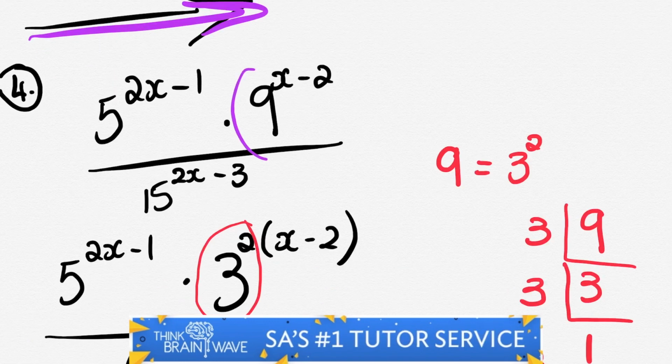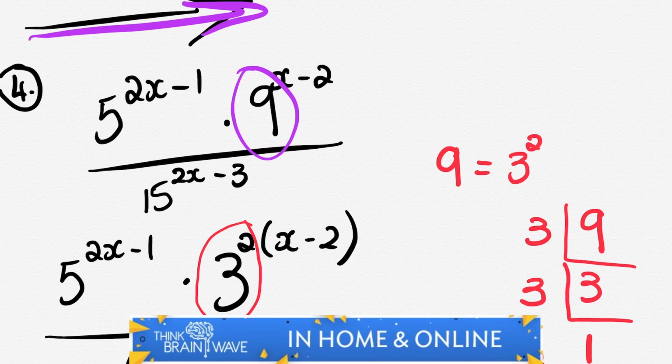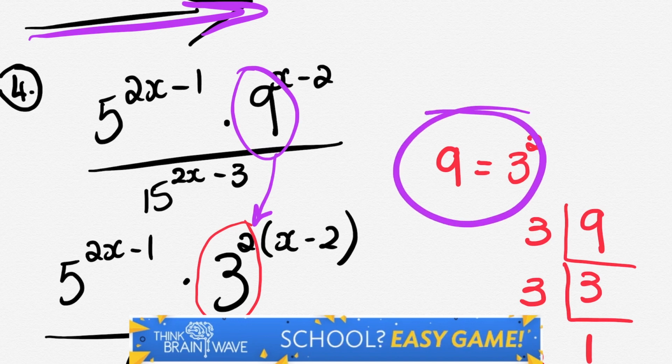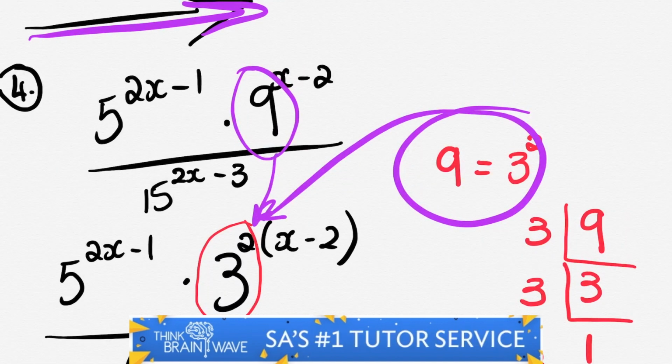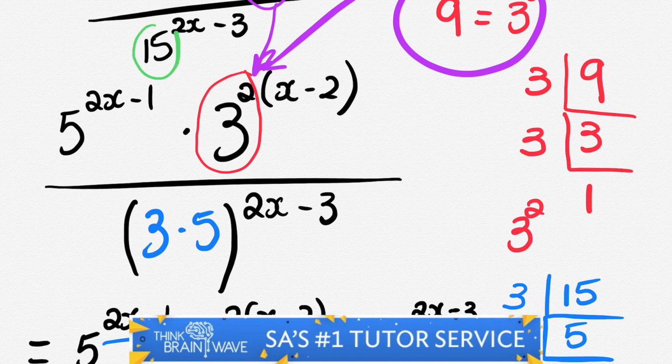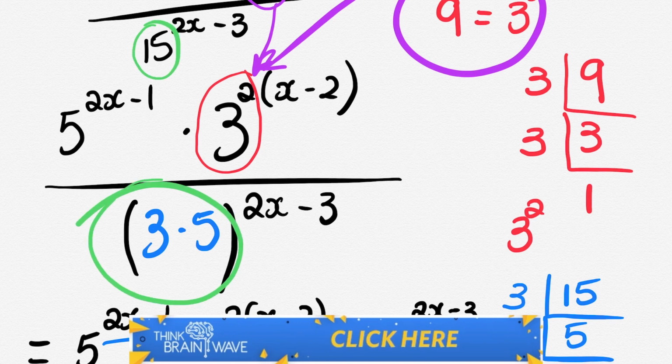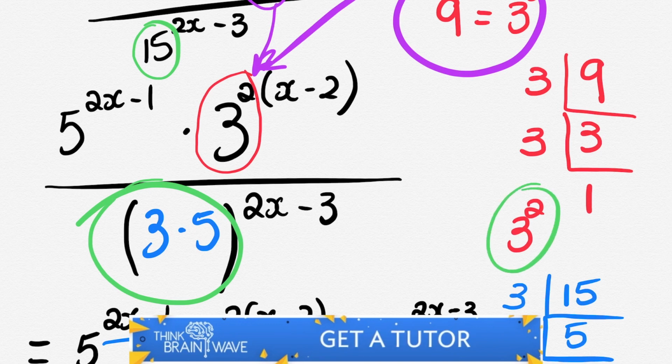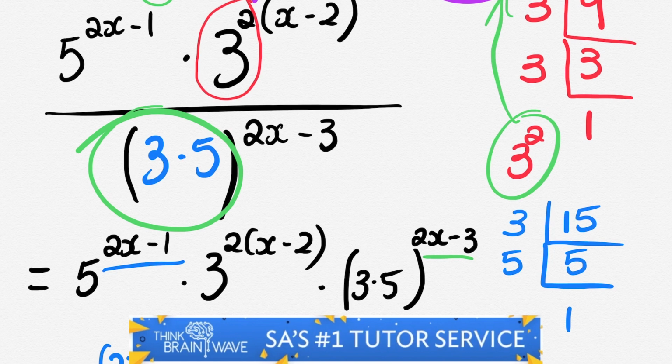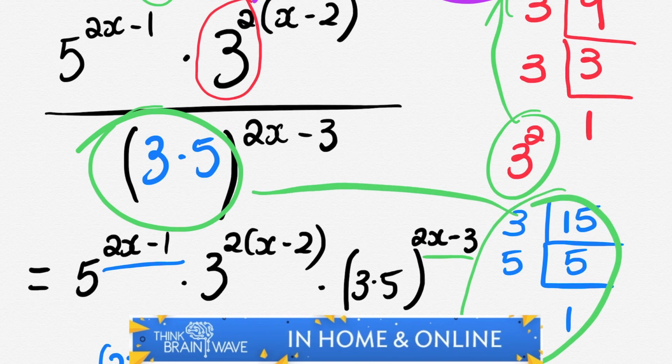Easy game. Over here, we'll say 9 is the same as 3 squared because prime numbers of 9 are 3. 3 times 3 is 9. Look at that. Bring that down with the same exponents. Look at 15. Now 15 is 3 times 5. There's no squared signs, no cubed signs, and no exponents, except for the exponents from above.